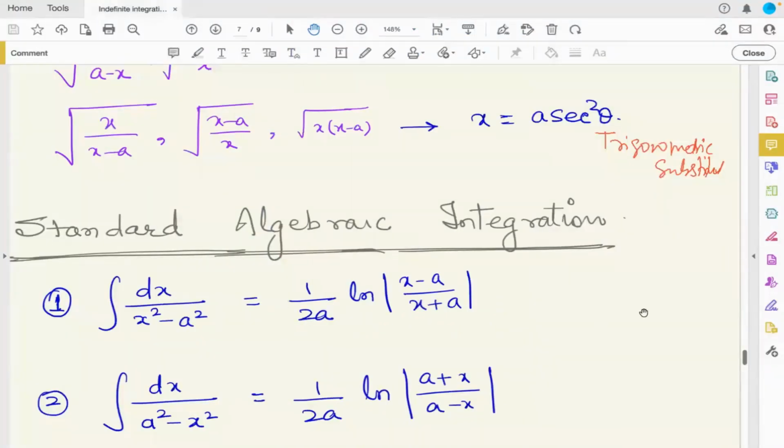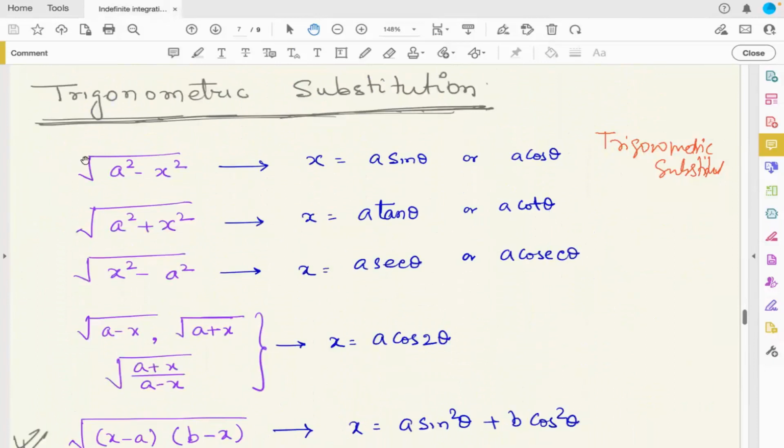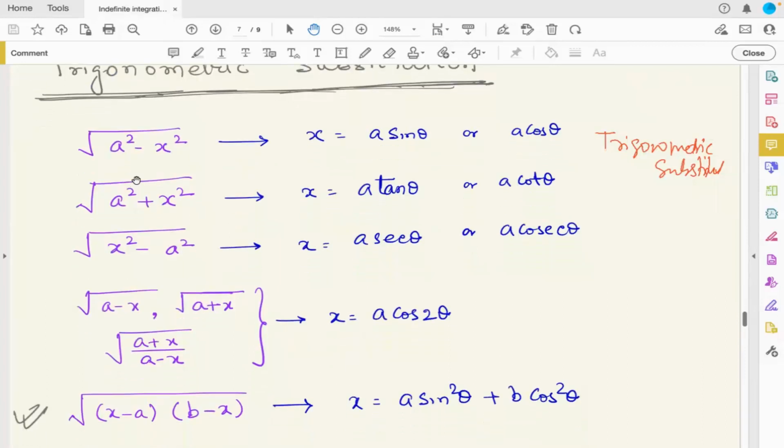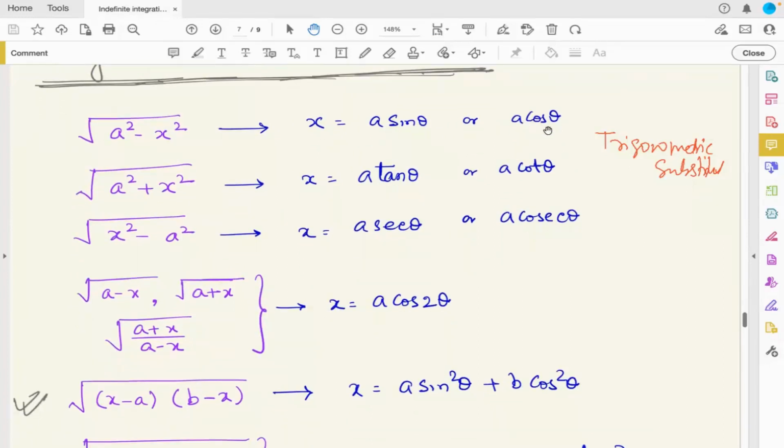Okay, so in trigonometric substitution, what should we substitute? If a term like root under a square minus x square comes anywhere, we have to substitute x is equal to a sin theta or x is equal to a cos theta, right? Either x is equal to a sin theta or x is equal to a cos theta, whenever the term is root under a square minus x square type.